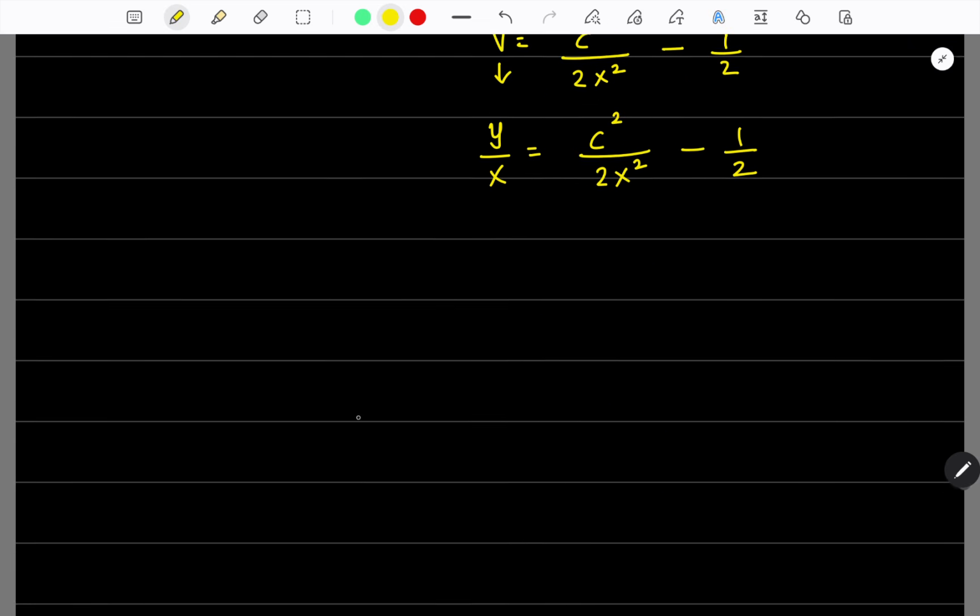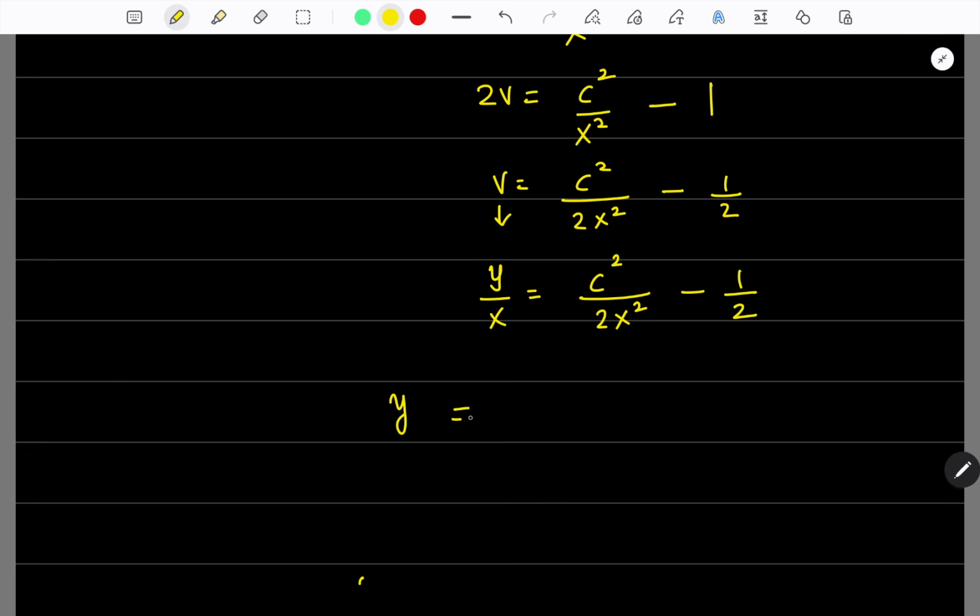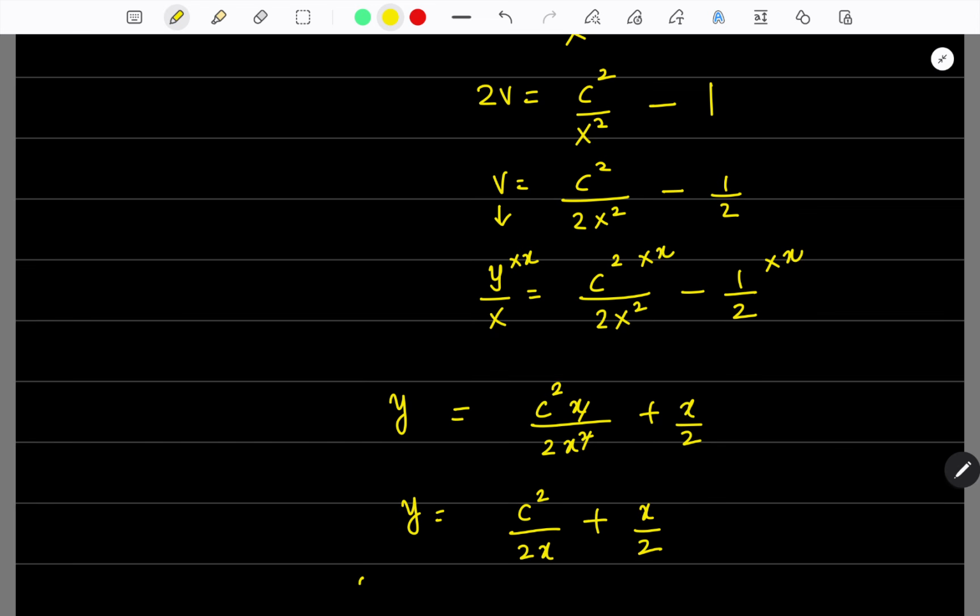So I have to give the answer y is equal to. I'm going to multiply this by x, I'm going to multiply this by x, I'm going to multiply this by x. So this x gets cancelled. C square x divided by 2x square plus x divided by 2. So y is equal to, this x gets cancelled with this x. So c square divided by 2x plus x divided by 2. Okay. Sorry, this is minus, it's not plus. So this is a minus here, and this is a minus here, because there is a minus here. Right. So c square divided by 2x, right? Minus x divided by 2.